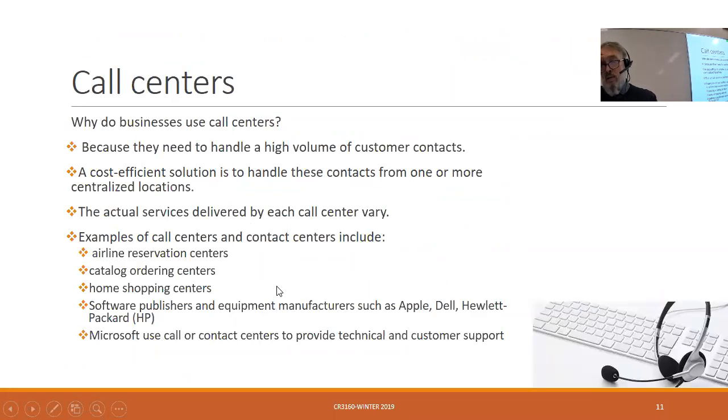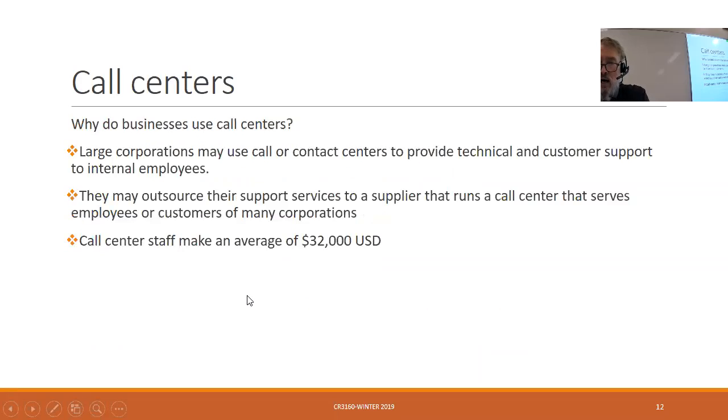Some of the ones you might have come in contact with would be airline reservations, the banks, home shopping, etc. Software, maybe you have some issues with some software that you purchased, you call them up, and there would be somebody in a service desk helping you with that, and maybe in a call center. Call centers are really for high volumes of calls to and from customers.